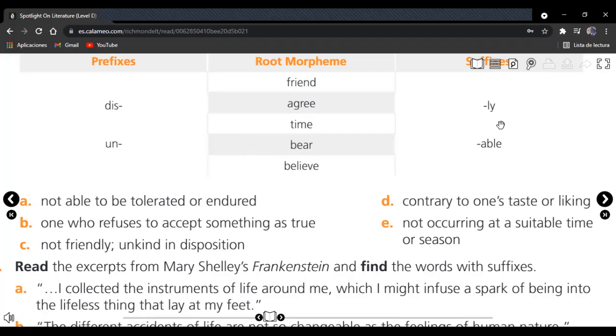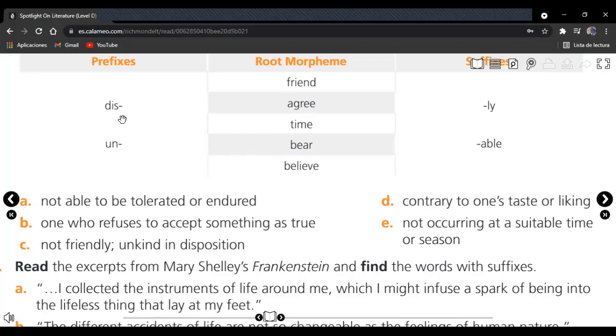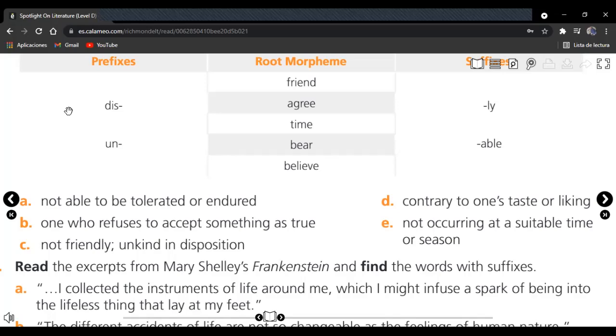Believable or unbelievable? No, right. In this one, we're going to use ER. Unbelievable. Yeah, because the person is a disbeliever. Disbeliever is someone who refuses to accept something as true. It's an anti-believer, like the ones who are fans of Justin Bieber, believers, but those are disbelievers. I am a disbeliever.